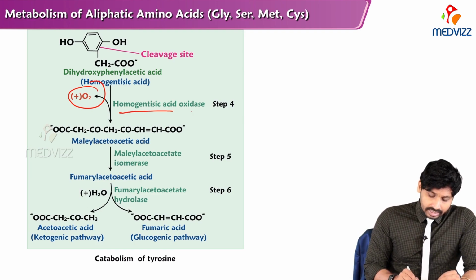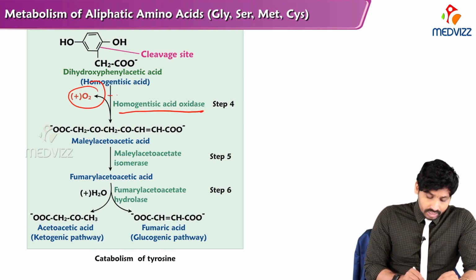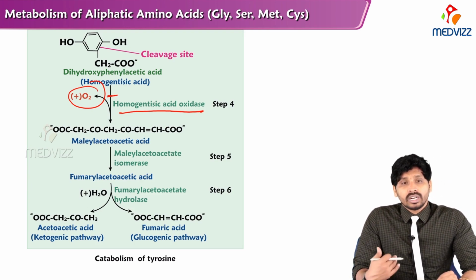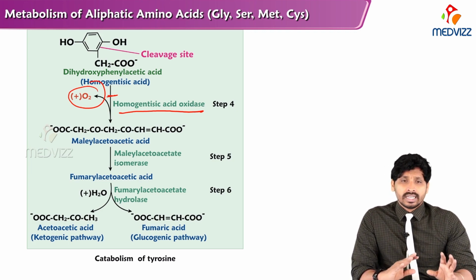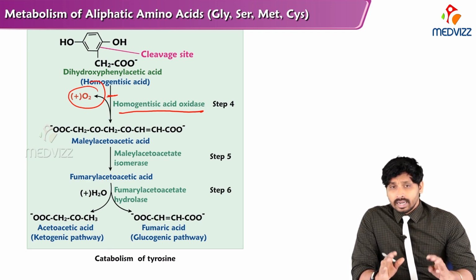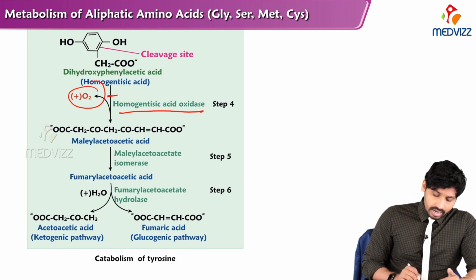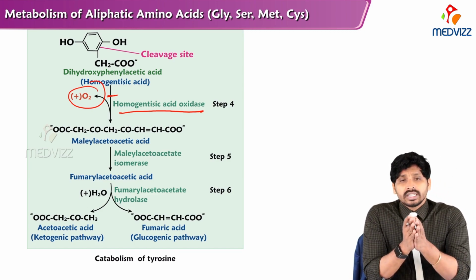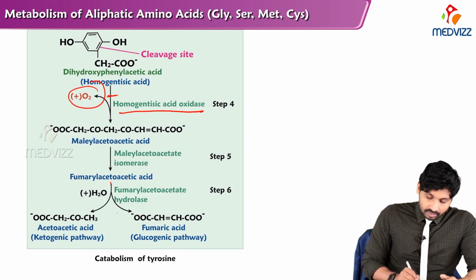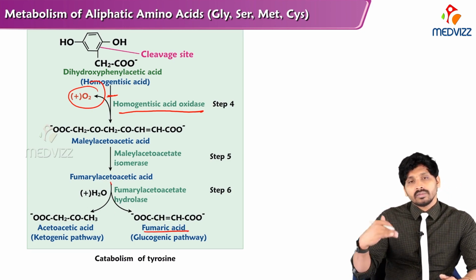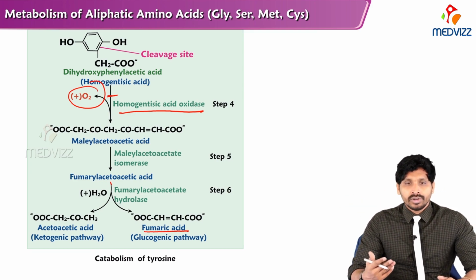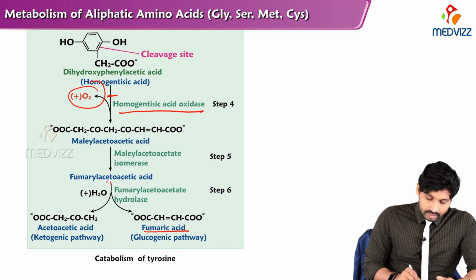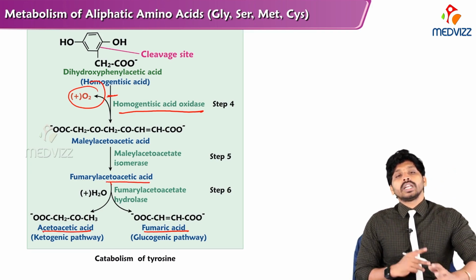So the enzyme is homogentisic acid oxidase, and this enzyme is crucial, you have to remember. So maleylacetoacetic acid is further converted to fumarylacetoacetic acid, meaning there will be structural changes in maleylacetoacetic acid by the enzyme maleylacetoacetate isomerase, and it is converted to fumarylacetoacetic acid. Now this fumarylacetoacetic acid divides into two parts. The fumarate part is converted into fumaric acid, that means it will enter the TCA cycle, converted to malate and then oxaloacetate, and oxaloacetate enters the gluconeogenic pathway, and the acetoacetic part is converted into acetic acid and enters the ketogenic pathway.